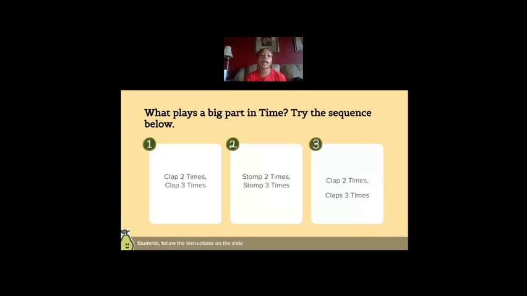Let's try it again. Clap 2 times. 1, 2. Clap 3 times. 1, 2, 3. Stomp 2 times. 1, 2. Stomp 3 times. 1, 2, 3. Clap 2 times. 1, 2. 1, 2, 3. Okay. So that is us understanding rhythm in the context of time.